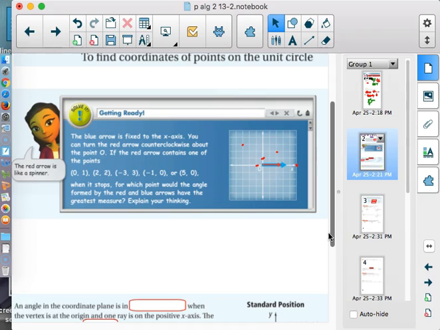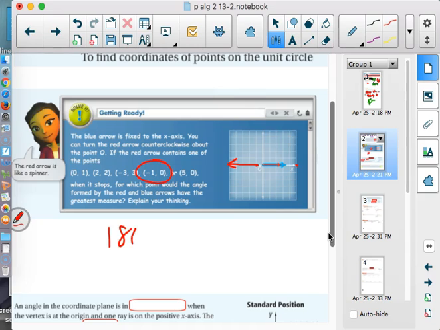Well, 5, 0, the arrow's right over the top of the other one. That's 0 degrees. It's not even really forming an angle. Now if I draw it through here, I can see there's a bigger one over here, and a bigger one yet going this way. So that would be the one I would want to use. And that's my negative 1, 0 that creates a straight line, which is a 180-degree angle.